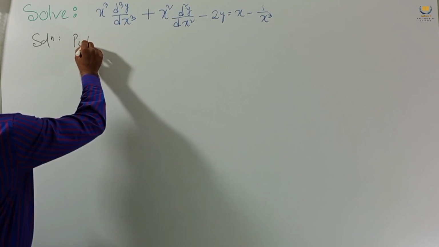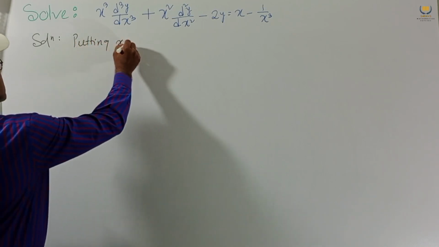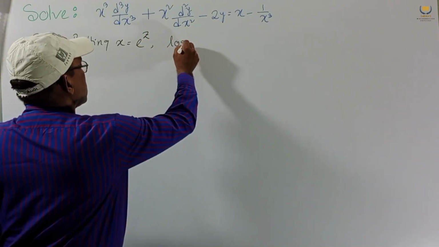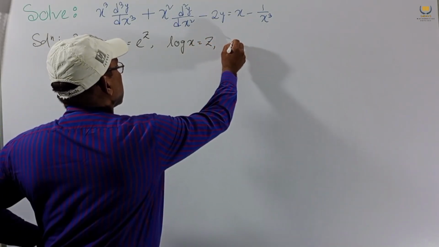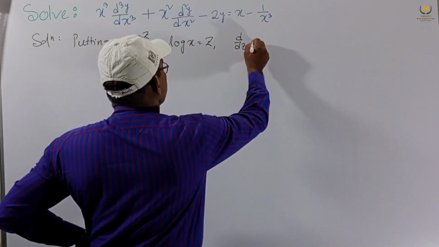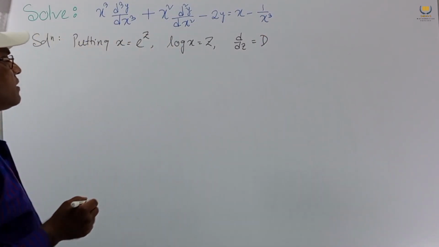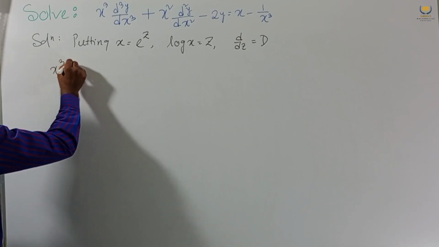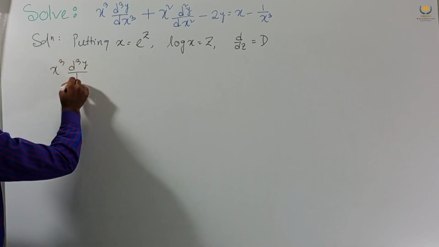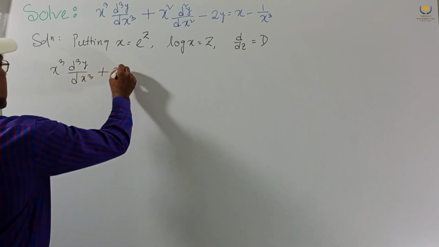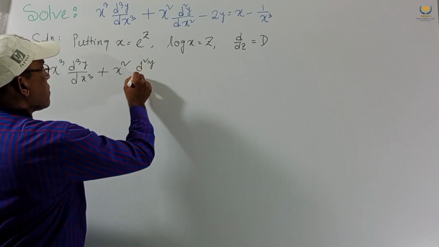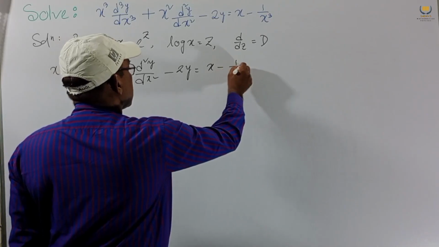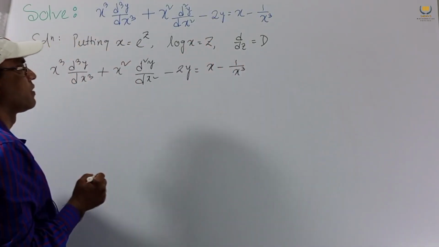putting x equal to e to the power z, log x equal to z, and d/dz equal to capital D. So we get this. Now x cube d cube y/dx cube, x square d square y/dx square, minus 2y, times 1 by x cube.